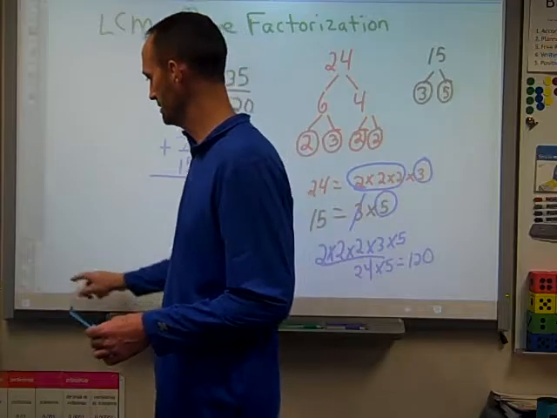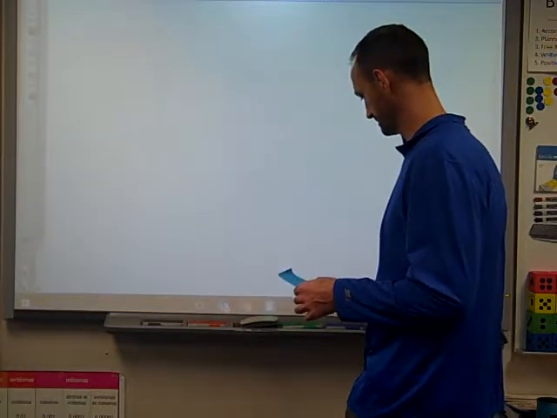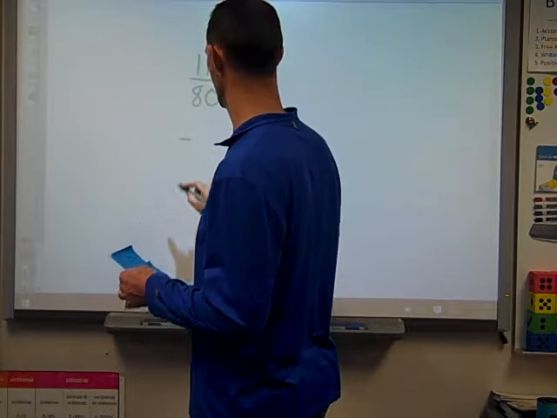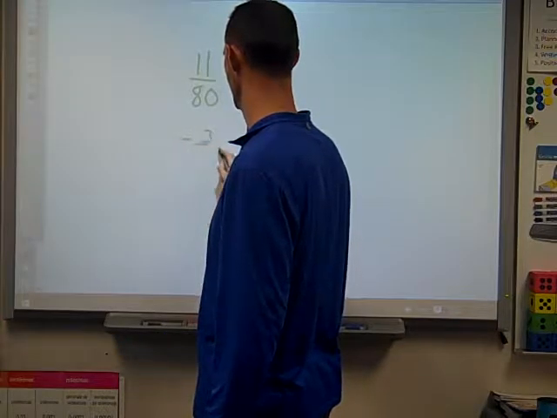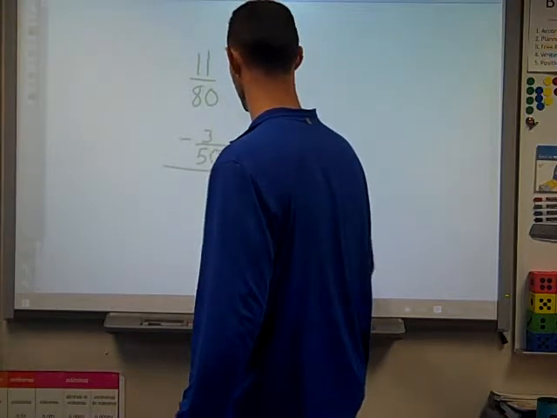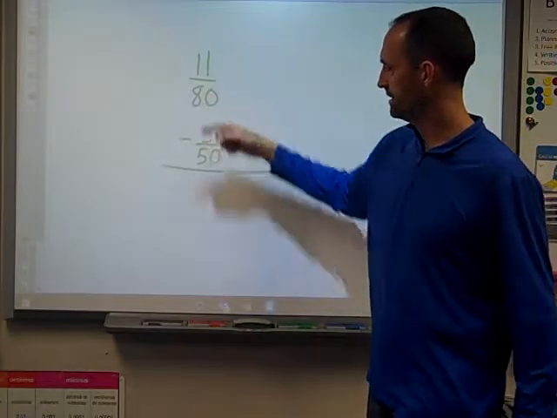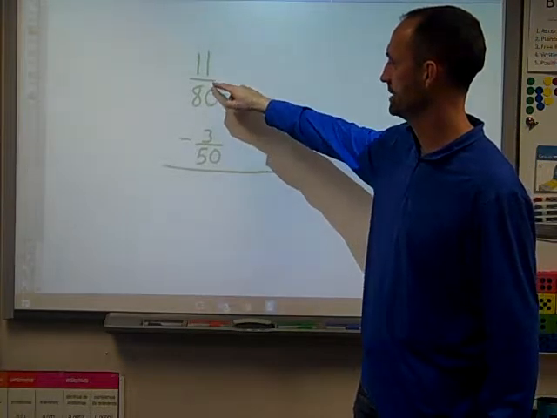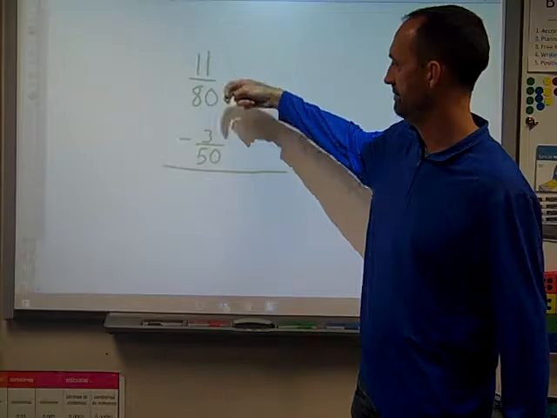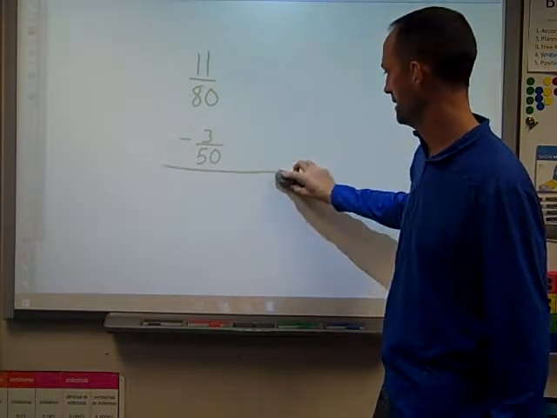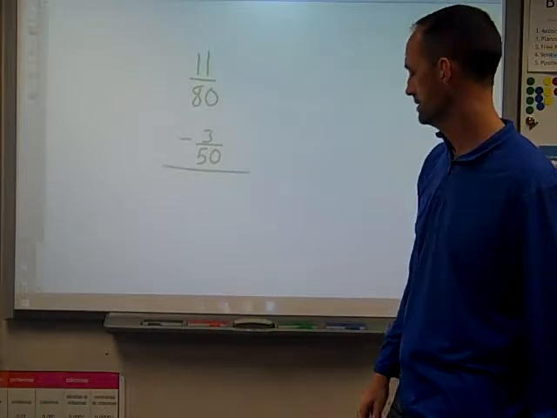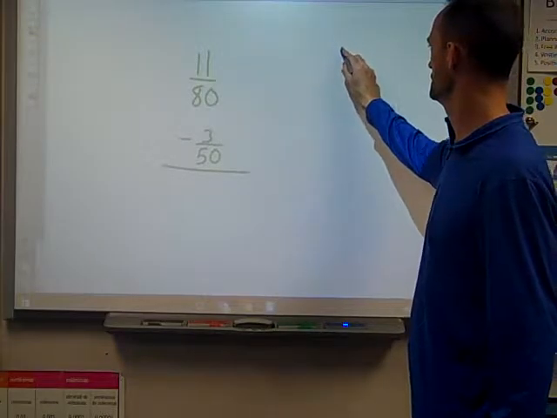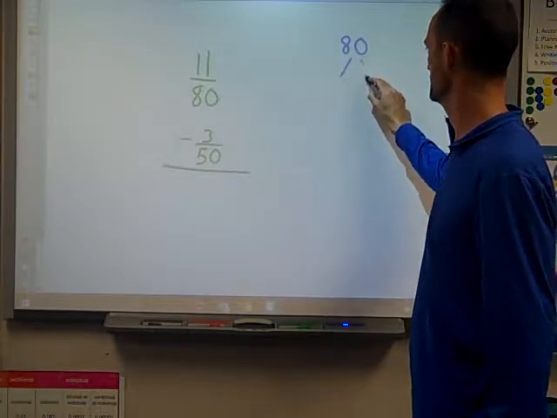And the subtraction example is going to look like this. We're going to use 11 over 80, and we're going to subtract 3 over 50. Okay? Denominators are different. First thing we check for is, can either one of them be reduced? If they can, that's going to be good because we can use smaller numbers. 11 and 80 cannot be reduced, and 3 and 50 cannot be reduced. So then, with these two being large denominators, we're going to use prime factorization.